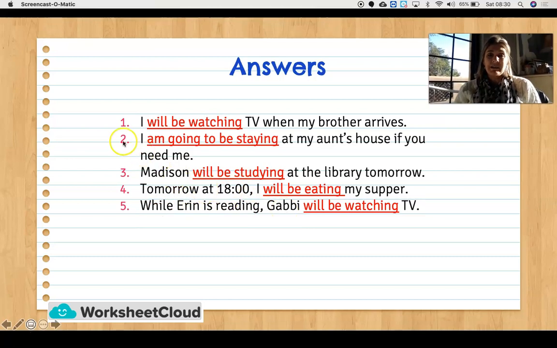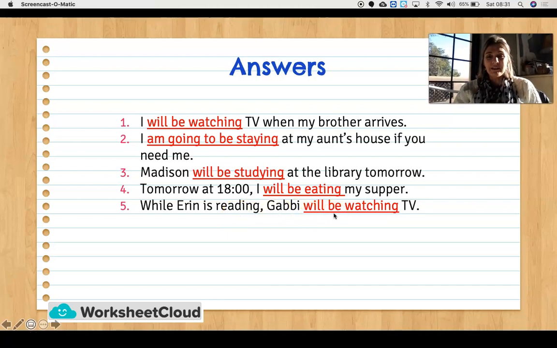We could also change them into the past continuous. So we're going to use the verb to be in the past tense, was or were. I was watching TV when my brother arrived. I was staying at my aunt's house. And obviously we take out "if you need me" because that's present tense or future tense. Number 3, Madison was studying at the library yesterday. Number 4, yesterday at 6, I was eating my supper. And number 5, while Erin was reading, Gabby was watching TV.